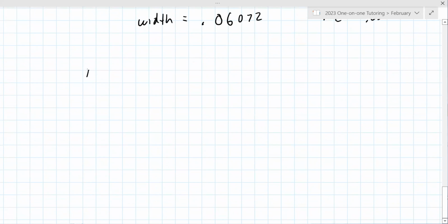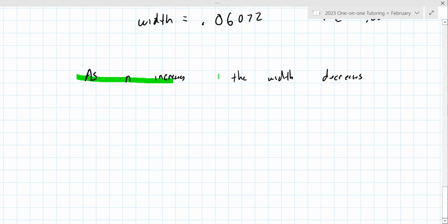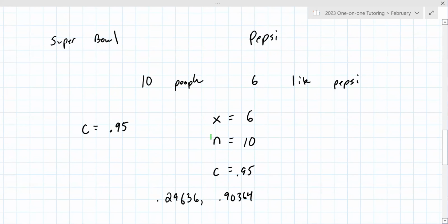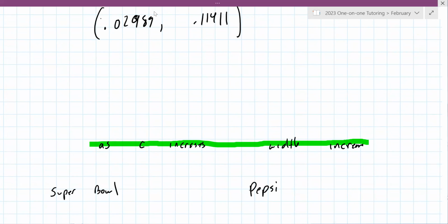Yeah, so this is the other big thing here. As n increases, the width decreases. Right, so those are our two summary statements thus far in the lesson. As n increases, the width decreases, and previously, as the confidence level increases, the width increases. Okay. And those have to be super clear as you head into a test at some point.